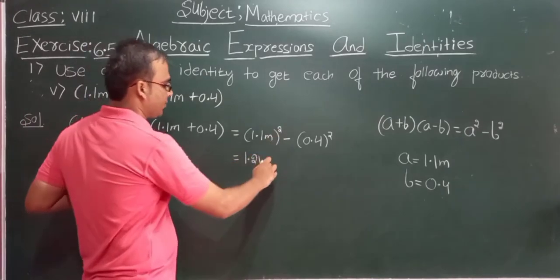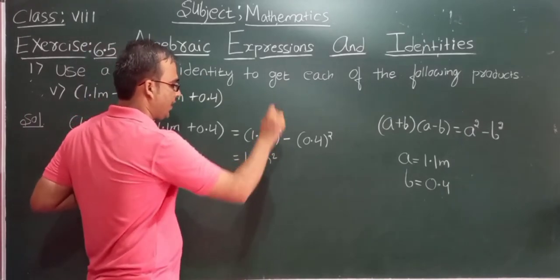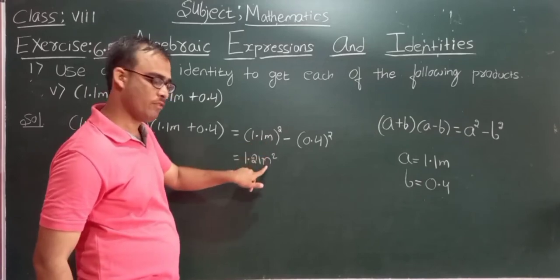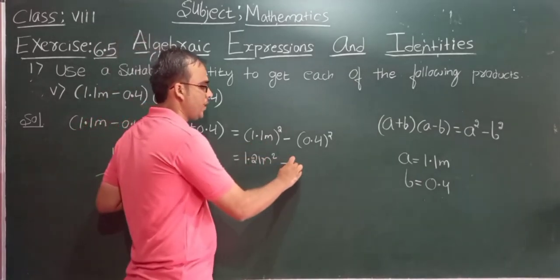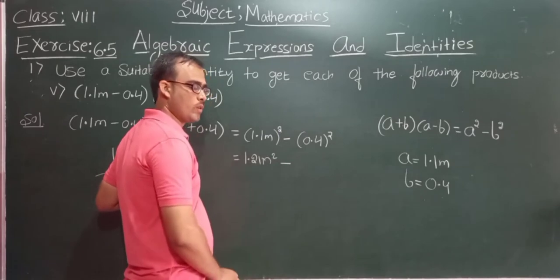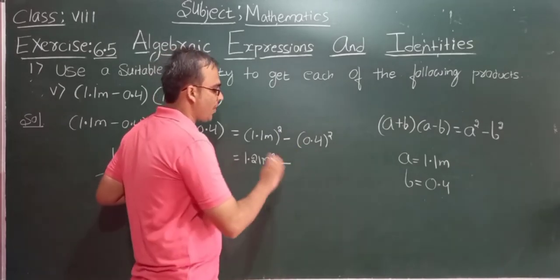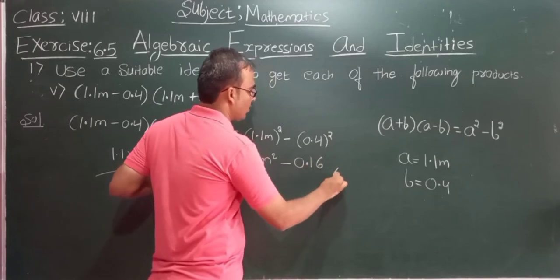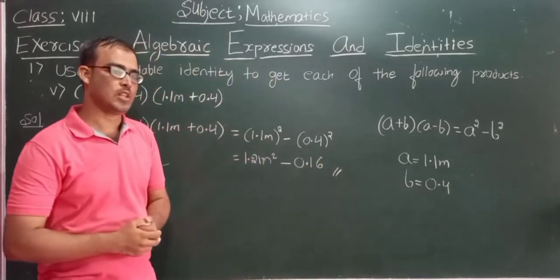Now m square. First we write the number squared, next the variable. Next, minus 0.4 whole square. When you square it, what do you get? You get 0.16. So this will be the answer for this question.